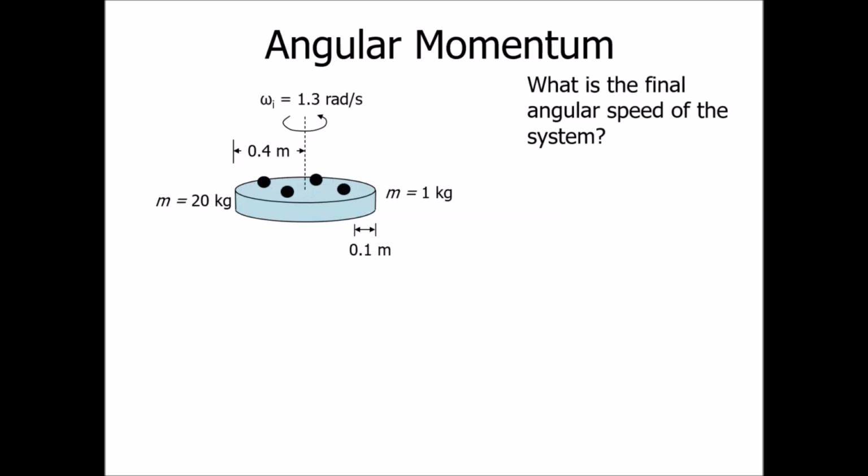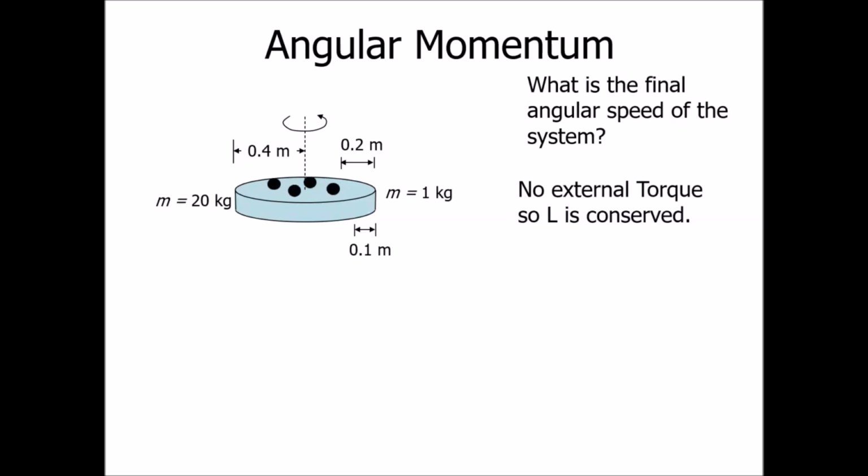All right, now we're going to look at the following system. We've got these masses that are 0.3 meters away from the center. There's 4 of them. The initial angular velocity is 1.3 radians per second. And now they're going to move in. So it's similar to if we have kids on a merry-go-round and they start at the outside and they work their way inward. What happens?